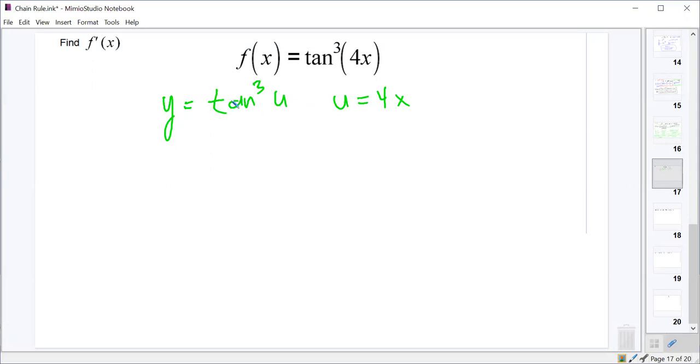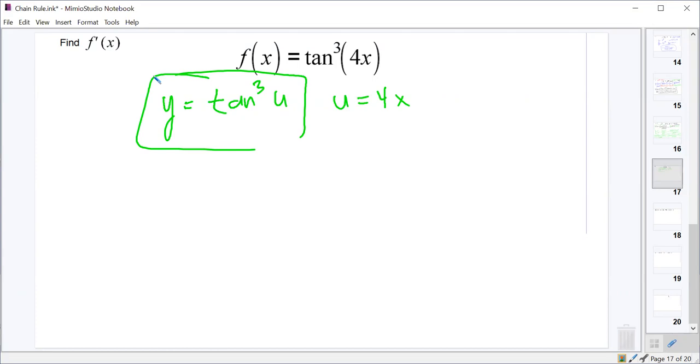How do we take the derivative of tangent cubed u? Would it be product rule? Well, we could write it as tangent times tangent times tangent, and that's a product rule within a product rule, which is a little bit of a pain. We could use the chain rule with it, but then we're kind of having to work from the inside out, and it's better to work from the outside in. So we want our y function to be as simple as we can make it.